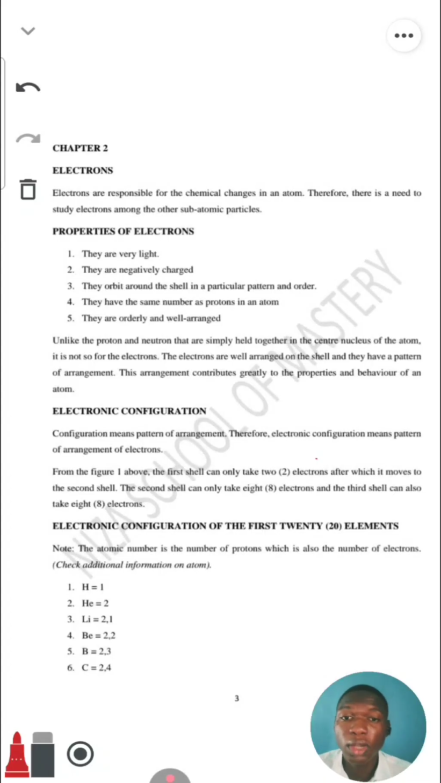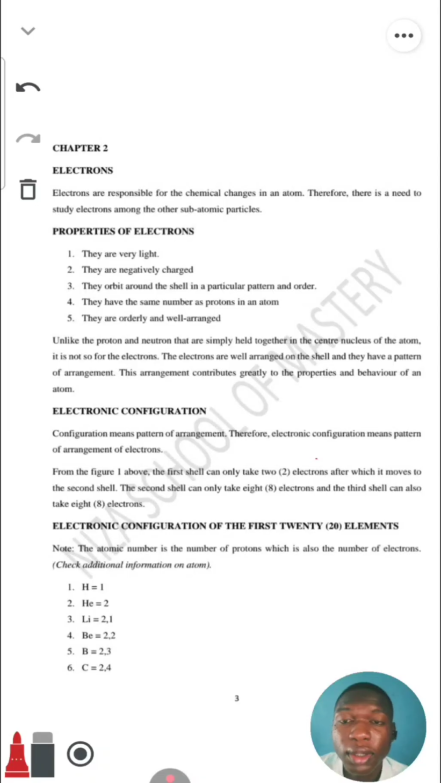But one thing you need to know here now is that electrons arrange themselves. Unlike the proton or the neutron, electrons arrange themselves. And they have a pattern for the arrangement. They have a way they do it. They don't do it anyhow. They don't do it as they wish. They have a pattern which they all follow. So in this particular class, let's learn that pattern in which they arrange themselves.